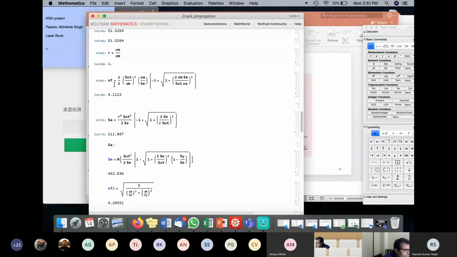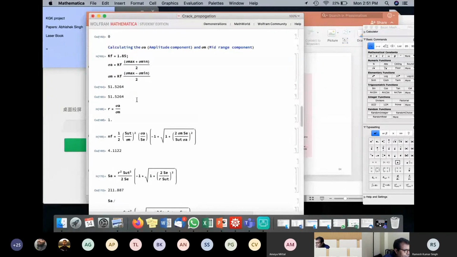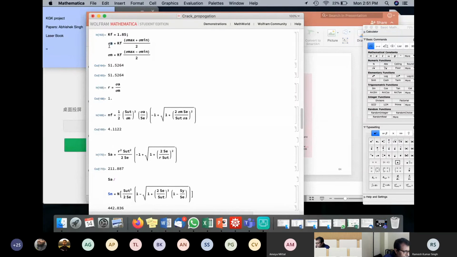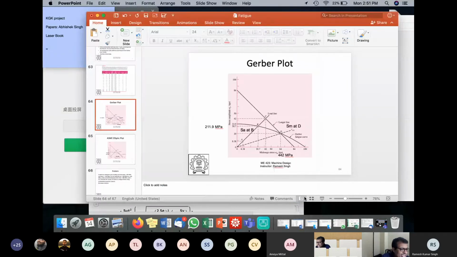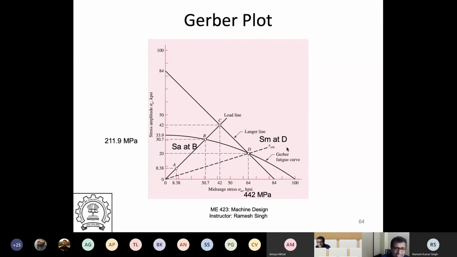So basically, if I do SA divided by sigma A, this should be the same as my factor of safety. Let's just check. It should be 4.11, right? So I can also see it graphically. So graphically, what does this mean? Basically, let me go ahead and share this one now.